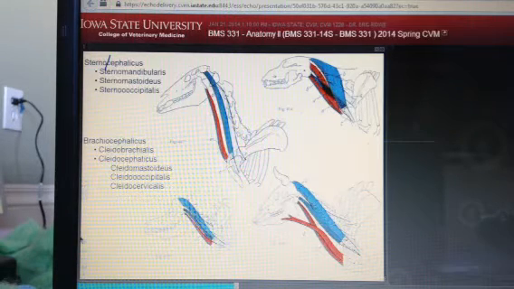So let's look at the horse. The horse, that sternocephalicus muscle, is going to be starting from the manubrium of the sternum, and it's inserting up here on the mandible. In the case of the horse, the sternocephalicus muscle, even though it's singular, is best referred to as sternomandibularis.